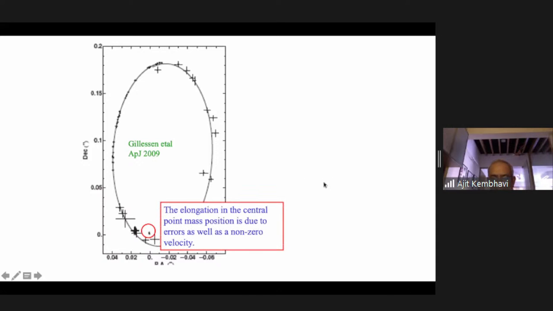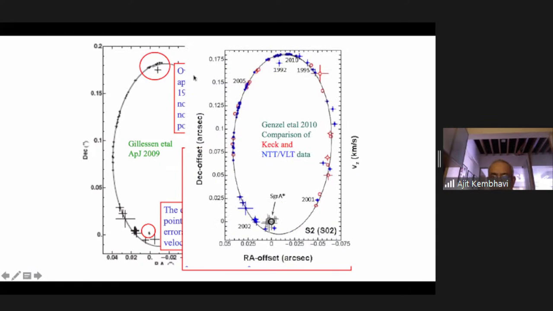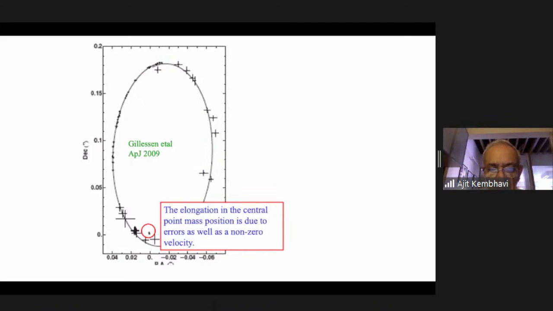And then you see the two things here. One is that these are observed by two different groups, Genzel and Ghez. The one color is by one group, the other color is by another group. And you see that these observations very beautifully substantiate each other. Then you have measured the mass here. Right? And then there's another interesting thing. It is the central object.